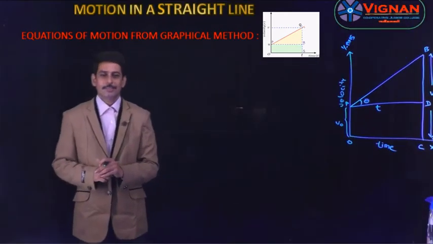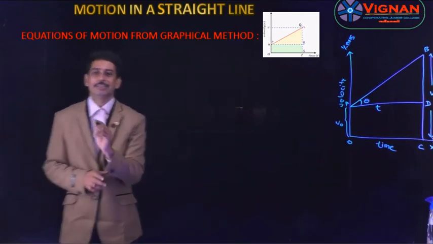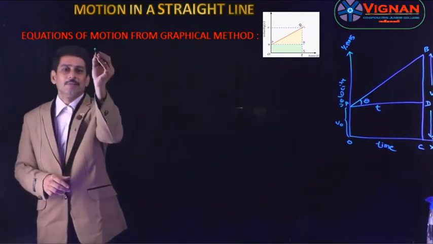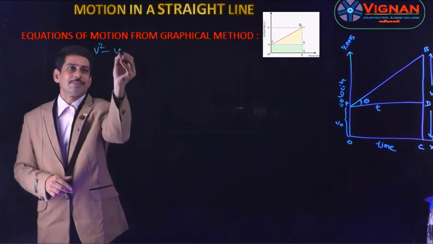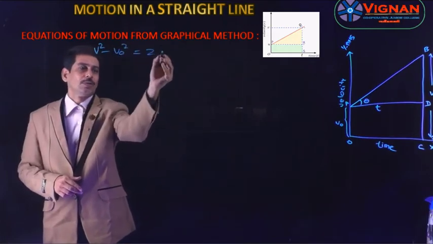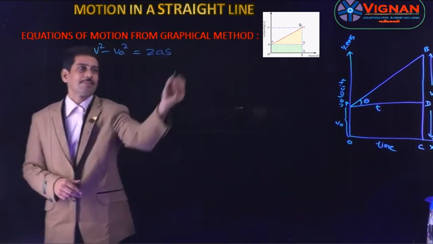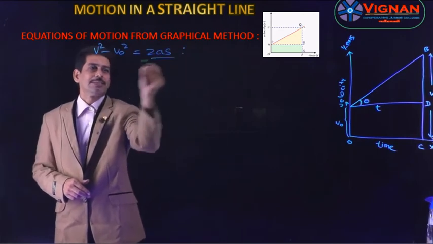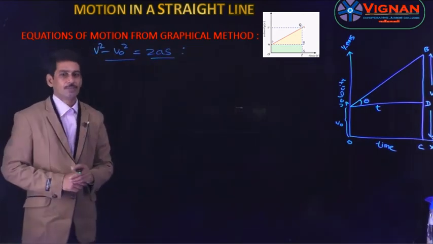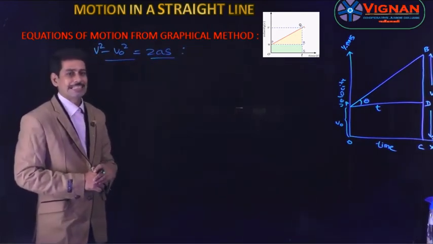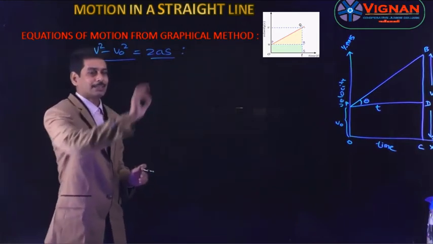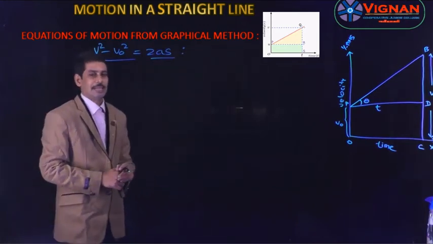So now let us derive the third equation. What is the third equation? It is V square minus V naught square is equal to 2AS. Let us see what the terms in this equation are. V is the final velocity, V naught is the initial velocity, A is the acceleration produced by the body, and S is the distance traveled by the body.